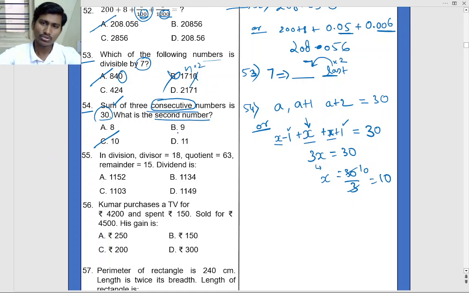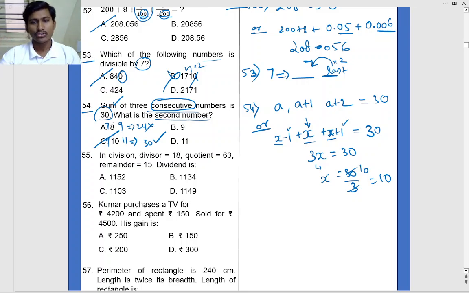So how can you do it? Suppose 8 is the middle number. The next number will be 9 and the previous number will be 7. 7 plus 8 is 15, 15 plus 9 is 24. So it is not 30, not possible. Now 10: the next number will be 11 and the previous 9. 9 plus 10 is 19, and 19 plus 11 is 30. So this is the answer. You can do it both ways with the options also.